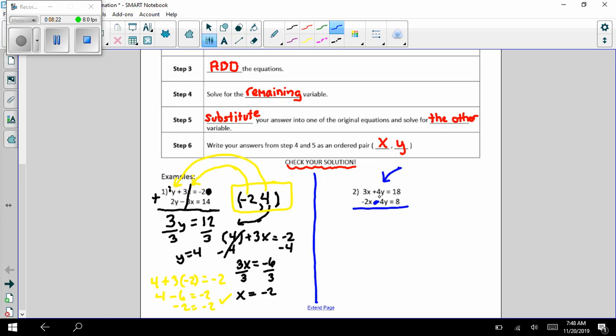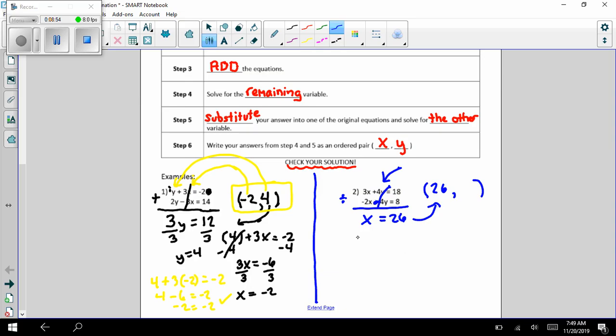We have a positive 4y and a -4y. So those guys will slash or cancel, and we're going to add everything else. We have a 3x plus a -2x, which is the same as 3 take away 2, which just leaves us with an x, equals 18 plus 8 gives us 26. So this one was nice and clean, meaning that our x is done for us after just the very first step. So I'm just going to plug it in.